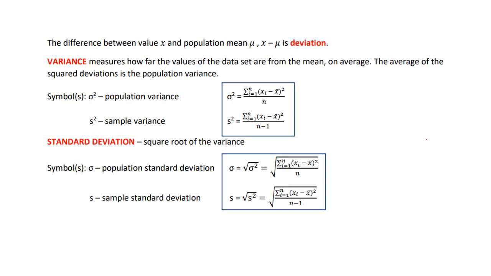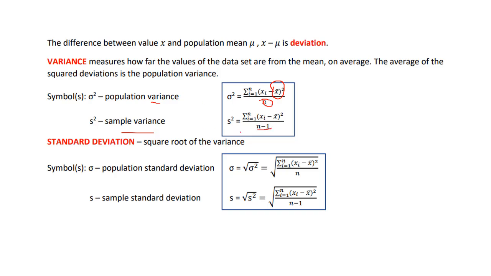We can calculate it using the formula: sigma square is the population variance, and s square is the sample variance. Sigma square is equal to the summation of xi minus x bar, whole square, divided by n. Here x bar is the mean, xi is the instantaneous value, and n is the total number of observations. That is how we can calculate the population variance, and similarly the sample variance also. Here the formula is a little bit different. In the denominator we have n minus 1.